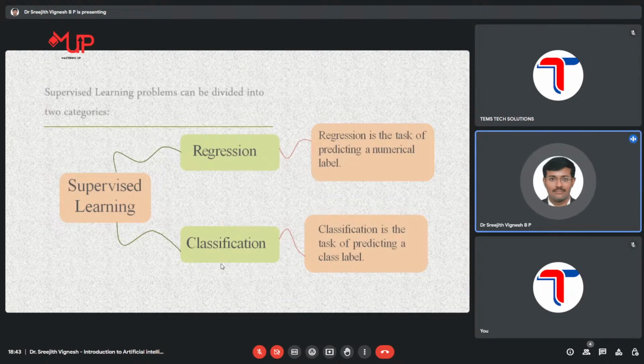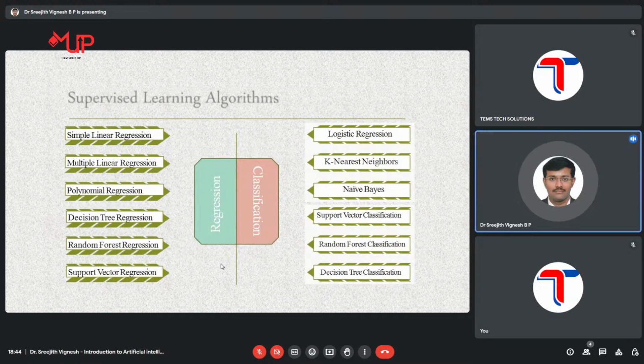Supervised learning has two sectors, regression and classification. Regression is used for predicting a numerical level, and classification is used for predicting a class level. These are some of the algorithms that fall under regression and classification, and all of them are currently used by researchers to find solutions to problems. These algorithms are not specific to any one area. You can use them in healthcare or any high-level industry, and even in cyber security we are using regression and classification algorithms to find solutions.